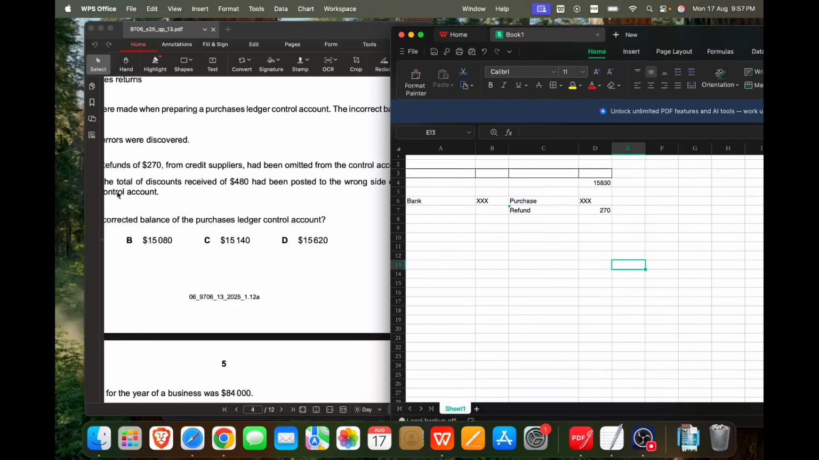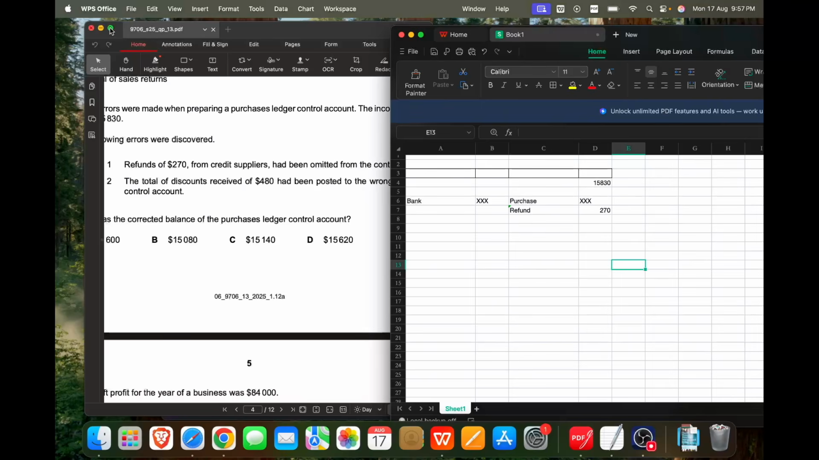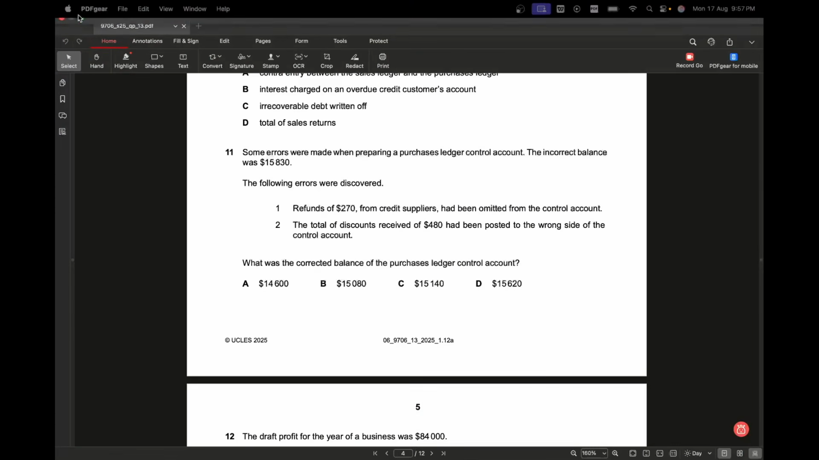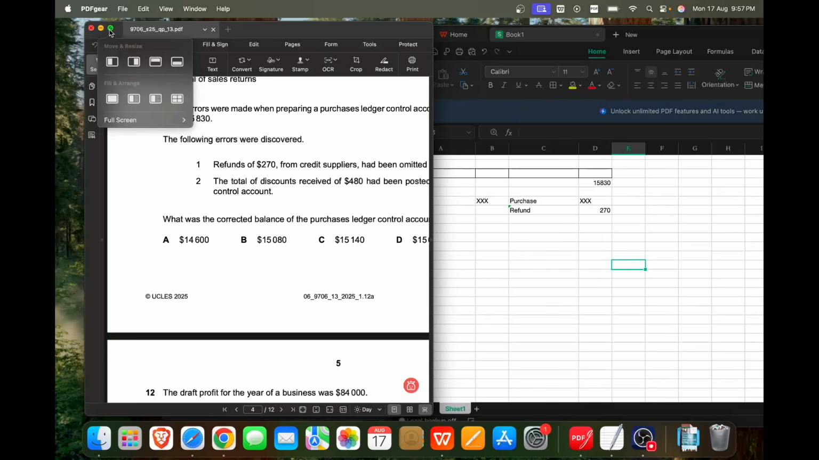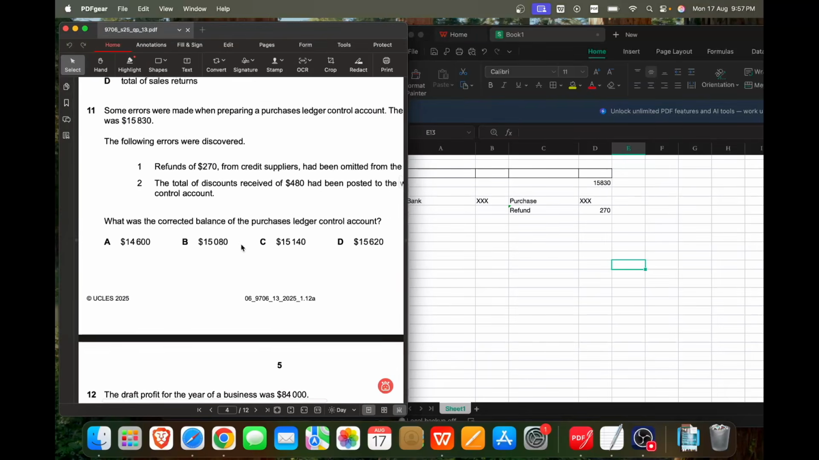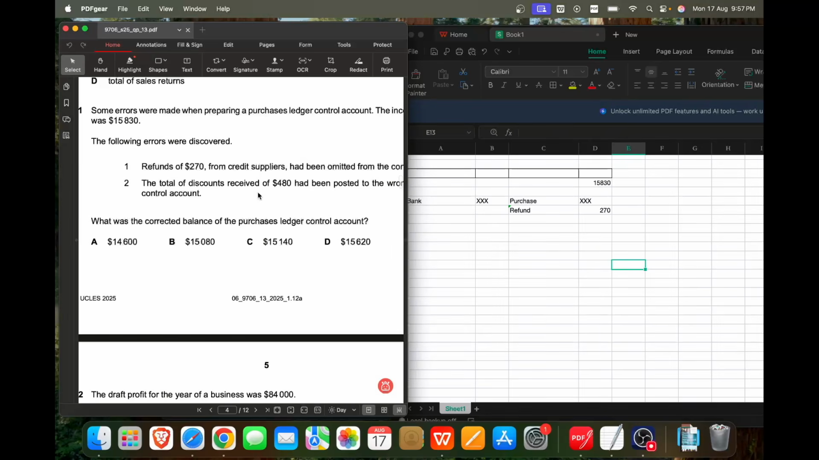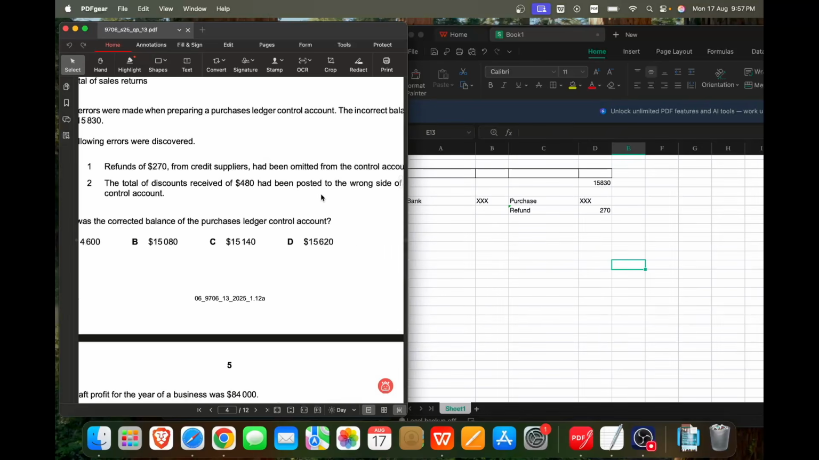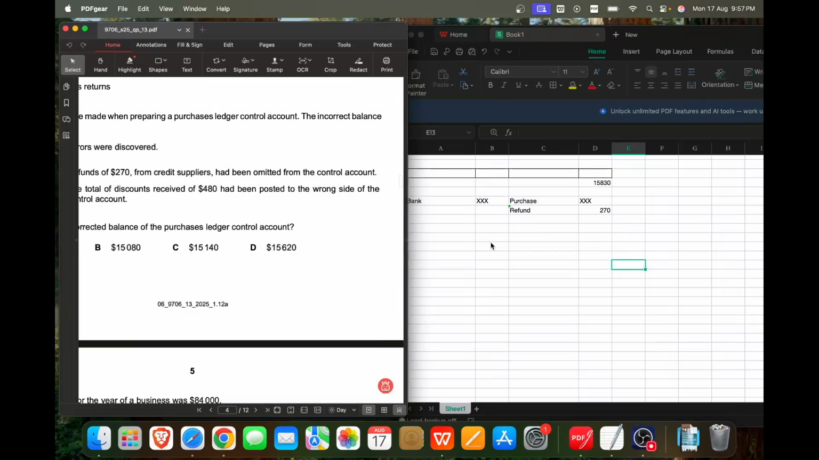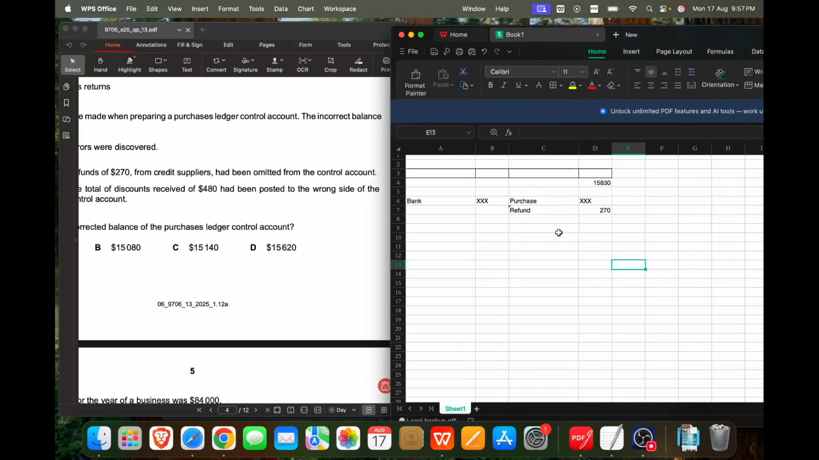Then the second one is the total of discount received 480 had been posted on the wrong side of the control account. So in control account, when we receive discount, this will decrease the balance, so we write it here. But instead of writing it on this side, we wrote the amount on the other side here. We wrote this amount here.